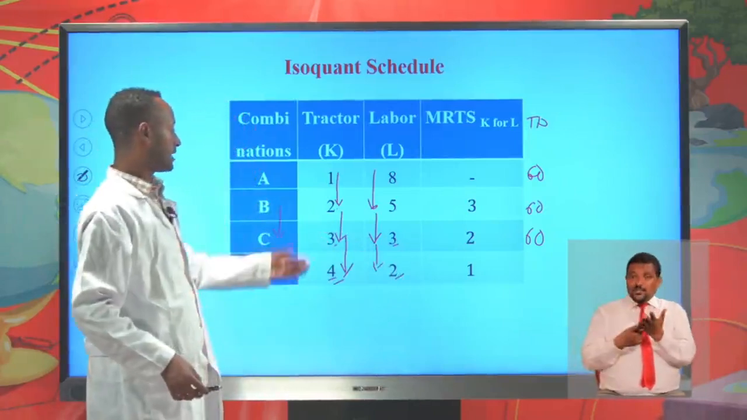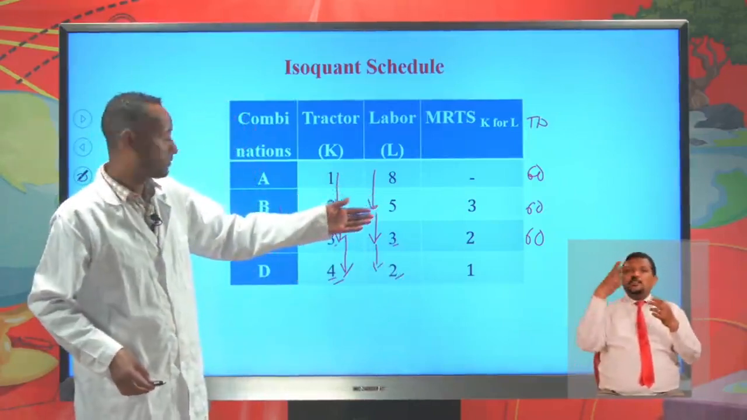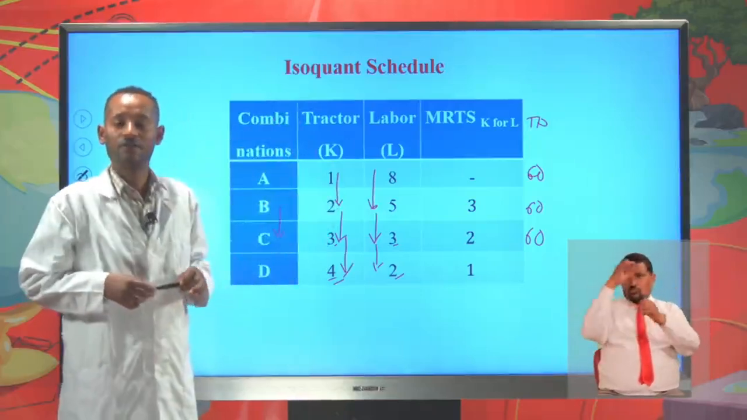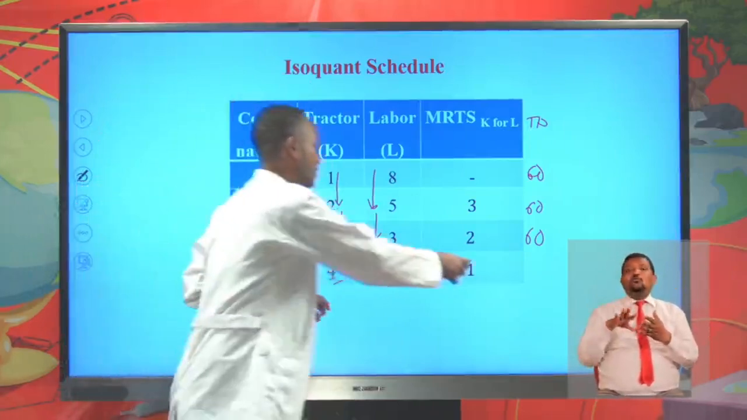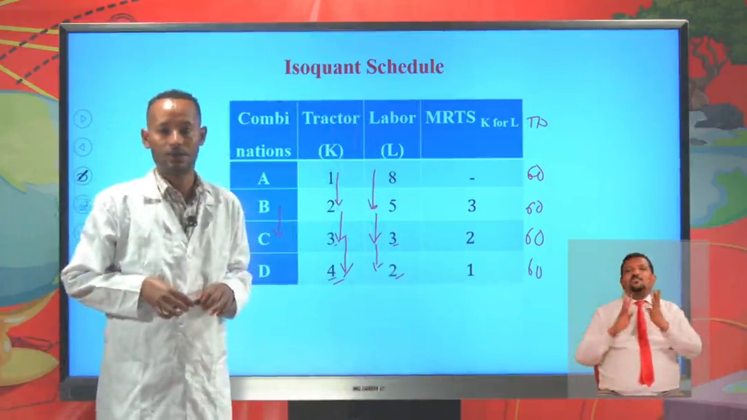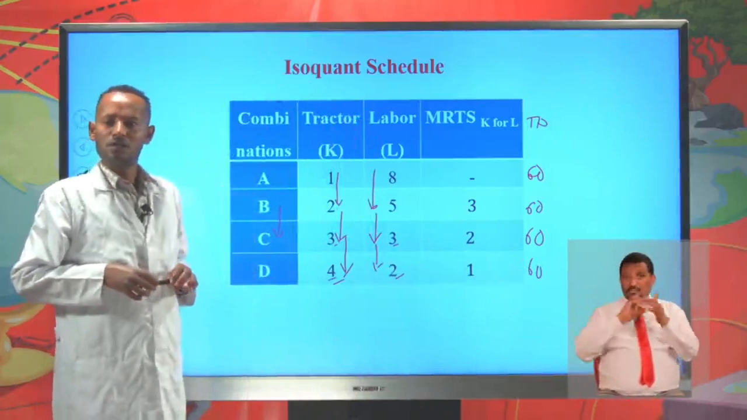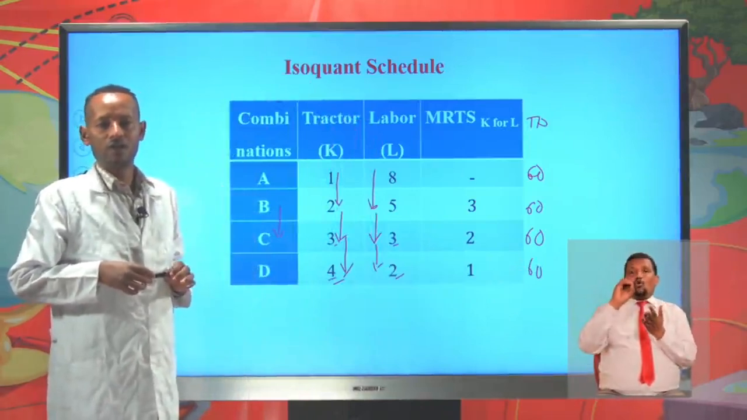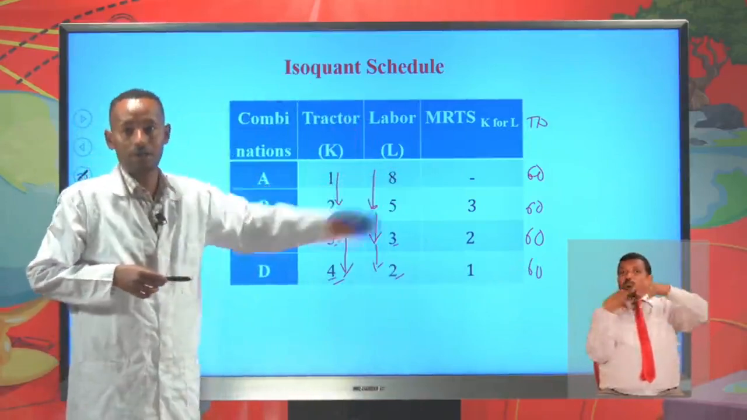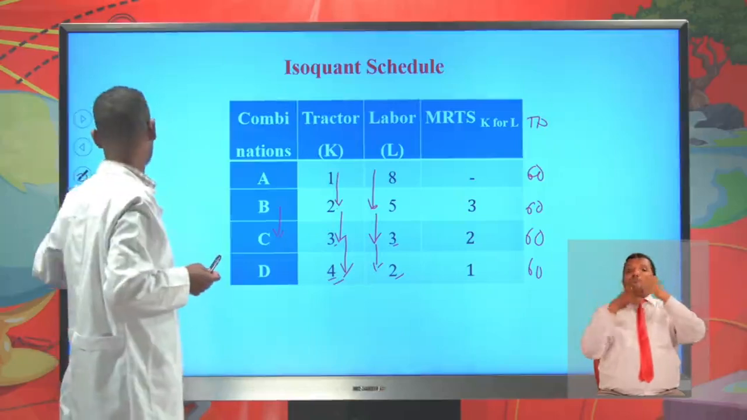As we increase employment of the variable input tractor, we are reducing employment of the variable input labor. So the farmer gets 60 quintal of wheat from 3 tractors and 3 labor, and at the same time 60 quintal from 4 tractors and 2 labor. So this isoquant schedule shows the various combinations of two variable inputs that give the producer an equal level of output.